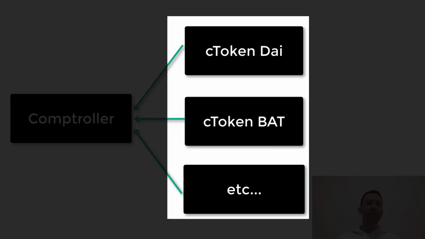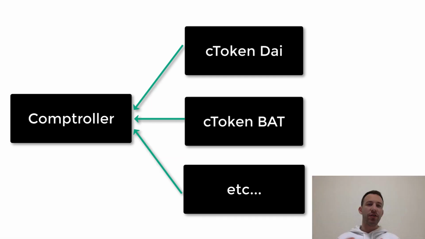So first we have the cTokens smart contract. So these are self-contained borrowing and lending contracts that really contain the core logic for borrowing and lending tokens. There is one cToken smart contract per token.